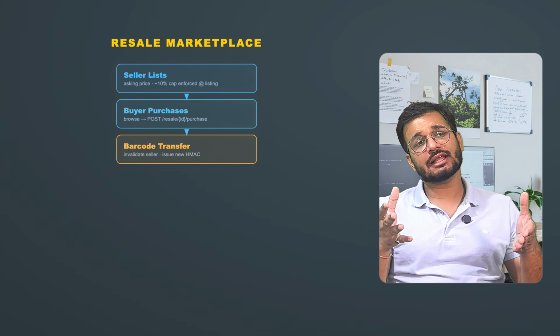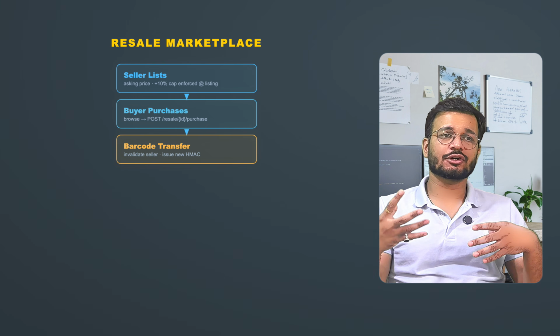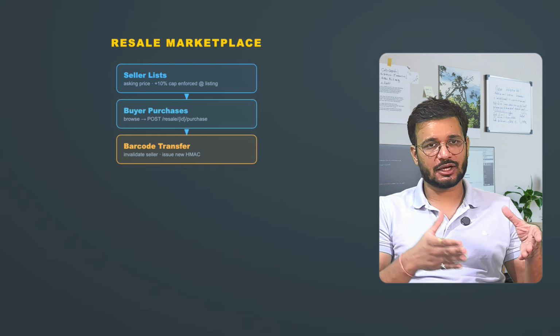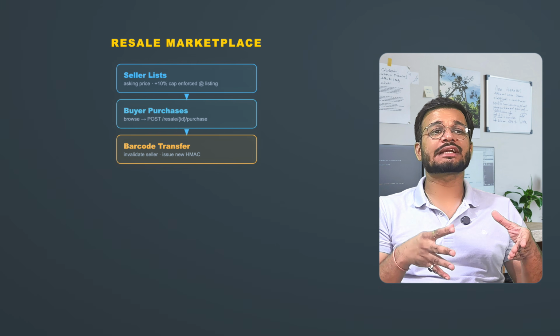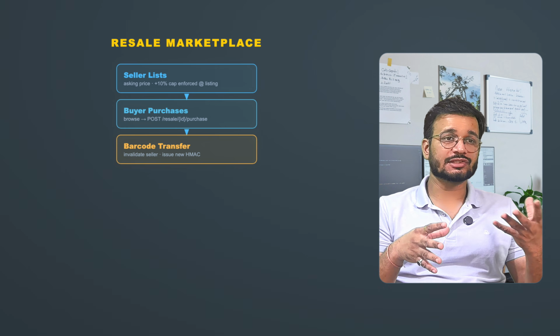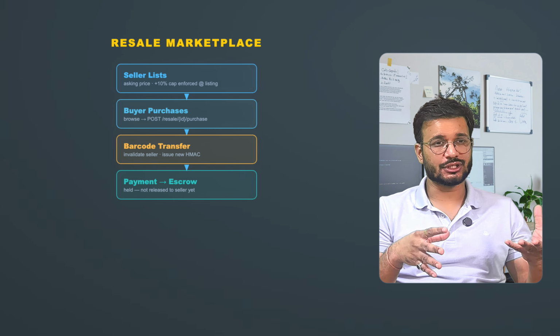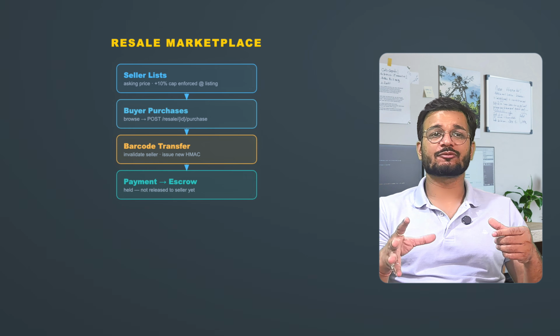Ticket transfer on sale: when a resale purchase is confirmed, the system invalidates the seller's barcode and issues a new barcode to the buyer. This prevents the seller from retaining a valid copy. The original ticket is marked as transferred. A new ticket record is created for the buyer.